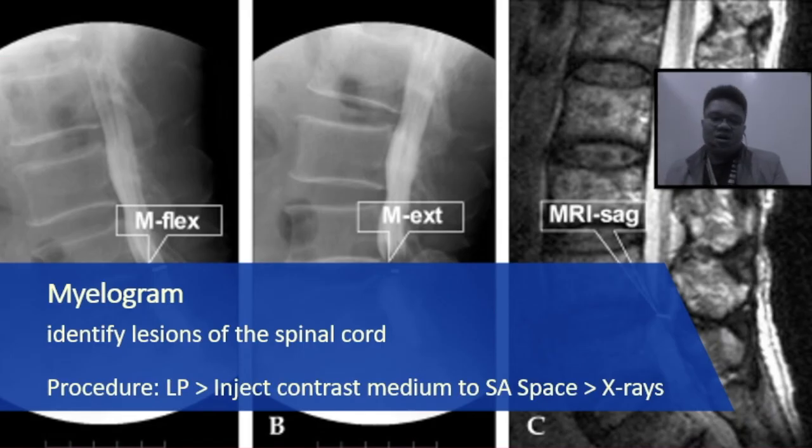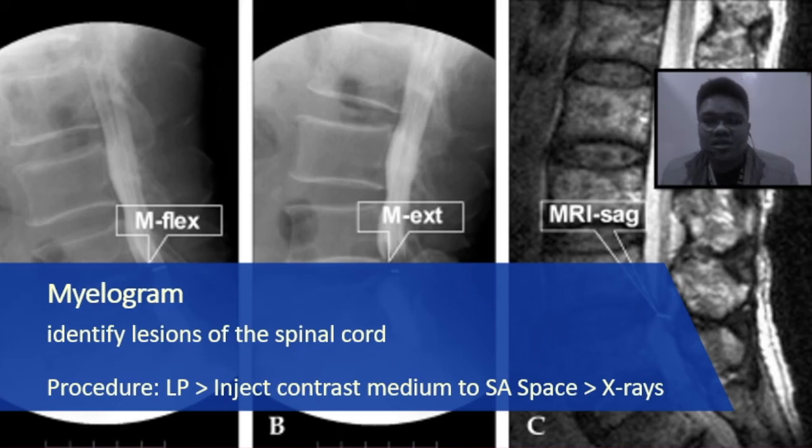Then you have your myelogram. Class, your myelogram would be able to help us identify the lesions of your spinal cord. So during your myelogram, as the test would imply, myelogram, there's gram there. So class, this is an imaging study that would involve the use of dye. Okay, there is a use of contrast media.